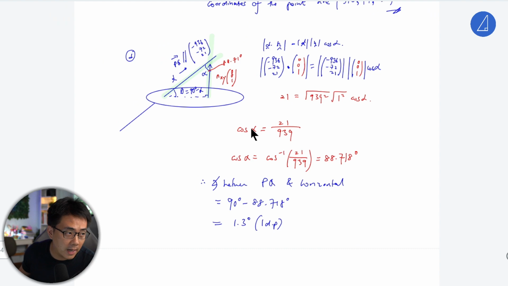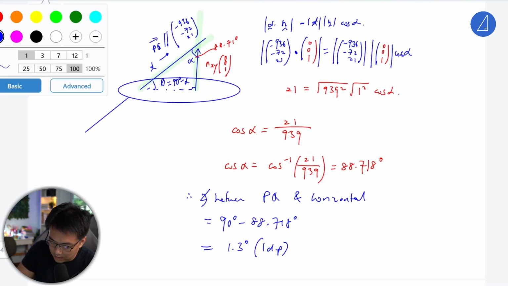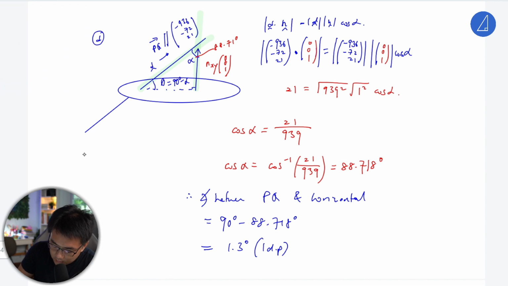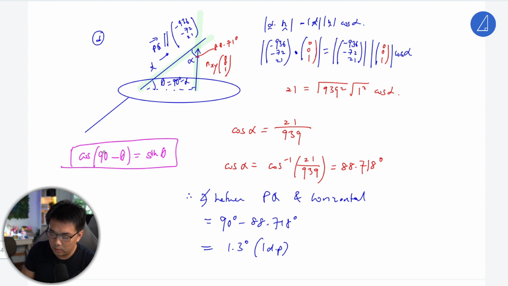Now, of course, you can use the sine rule, because just note that you can also use sine, because the rationale is that cosine of 90 minus theta is equal to sine theta. So you could do that.